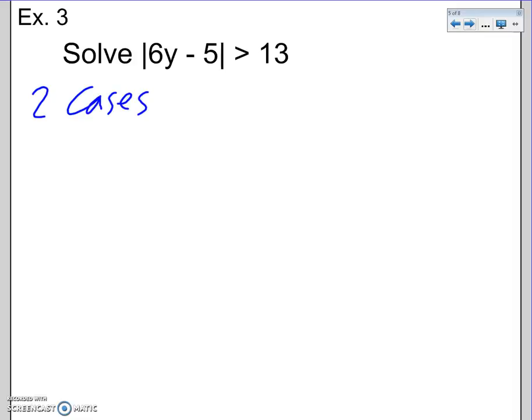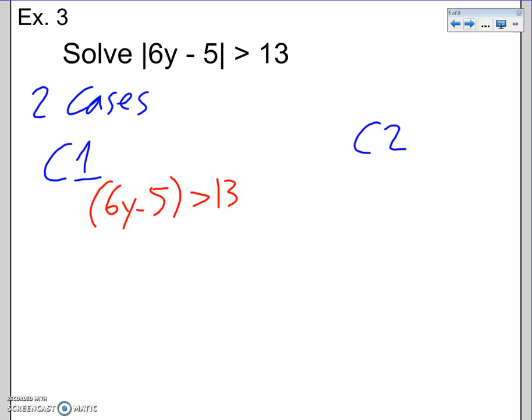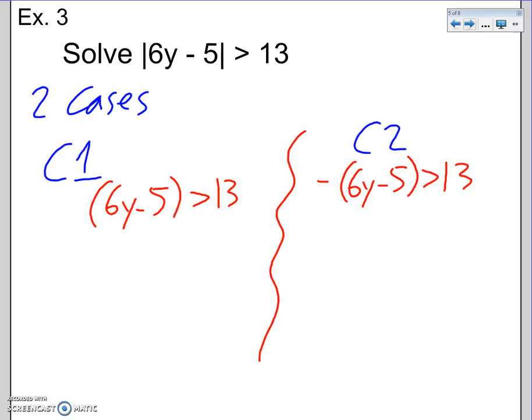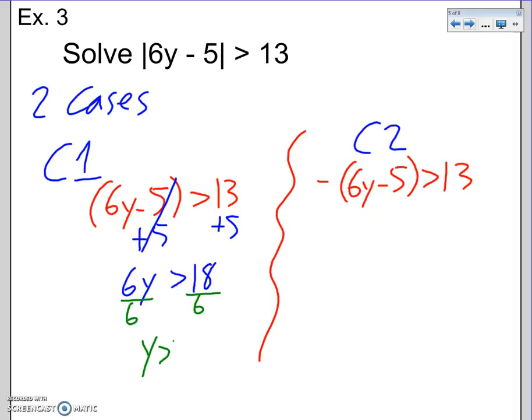So case 1 is positive. Case 2 is negative. I feel like I'm running out of room, but that's okay. So positive case, turn the absolute value sign to parentheses, 6y minus 5 is greater than 13. And over here, add a negative out there. And we'll just solve this like normal. These parentheses don't do anything, so do regular algebra. Add 5 both sides. 6y greater than 18. Divide by 6. Y is greater than 3. That's my first part of my answer.